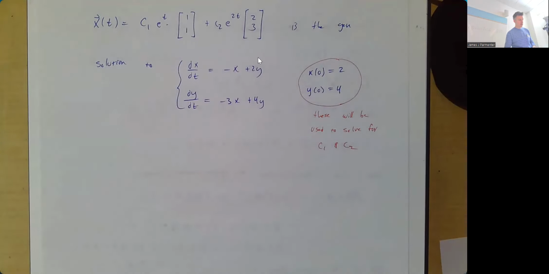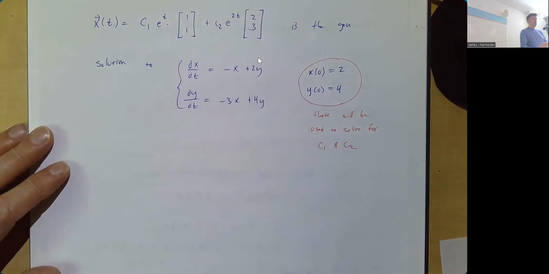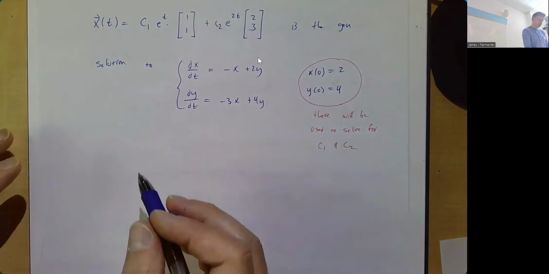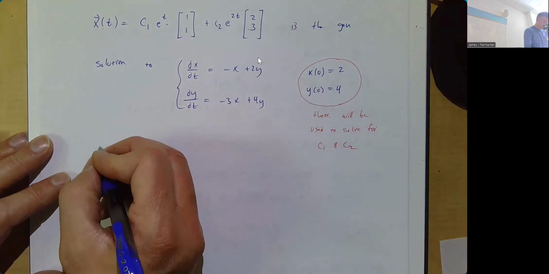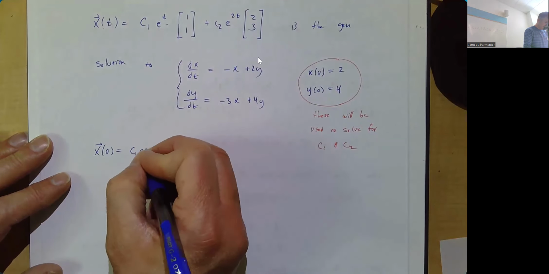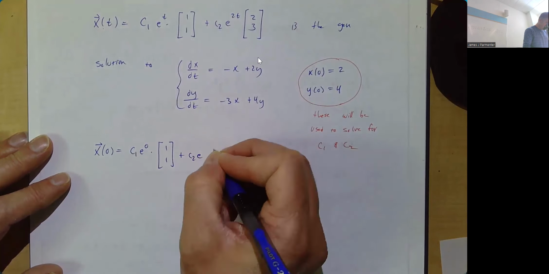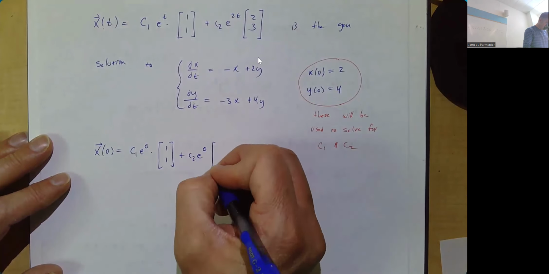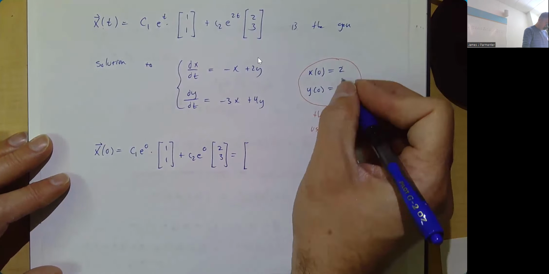Okay. It's actually not that bad to solve for them. So what we're going to do is say, well, I know that x of t is this. If I plug in 0 for t, x of 0 is going to equal c1 e to the 0 times (1, 1) plus c2 e to the 2 times 0 times (2, 3). And that should equal the vector (2, 4).